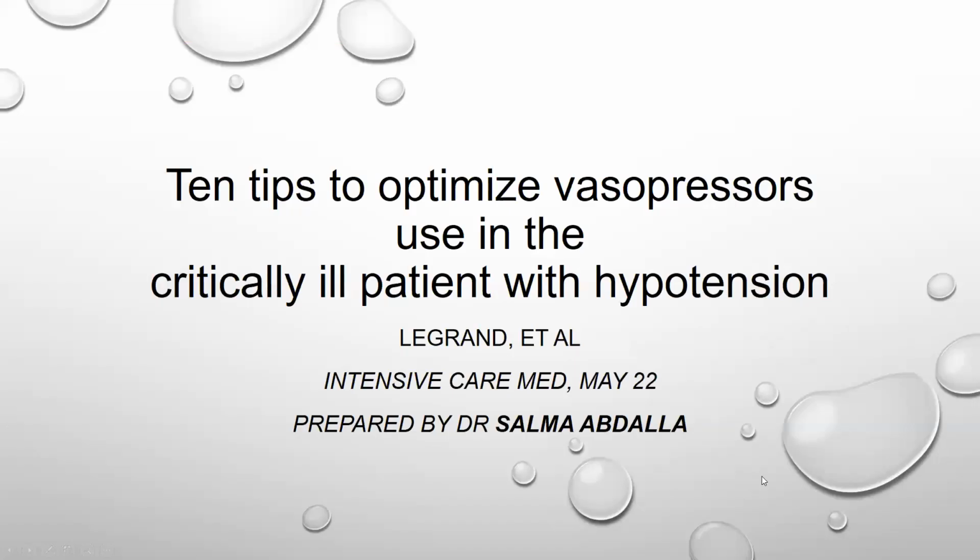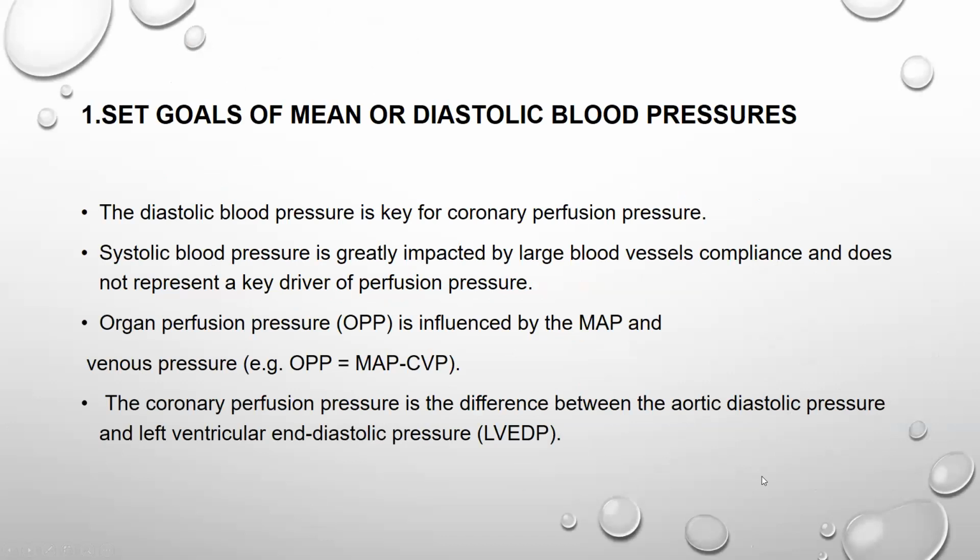The first tip is that we have to set goals for mean or diastolic blood pressure. Better than targeting a systolic blood pressure in a patient who is hypotensive or critically sick, whatever the cause of shock, you have to set your goals for a diastolic blood pressure or the mean blood pressure, because the diastolic blood pressure is the key for coronary perfusion pressure.